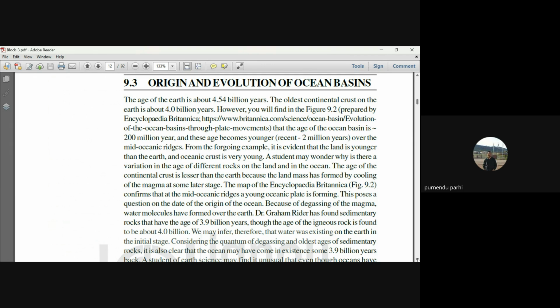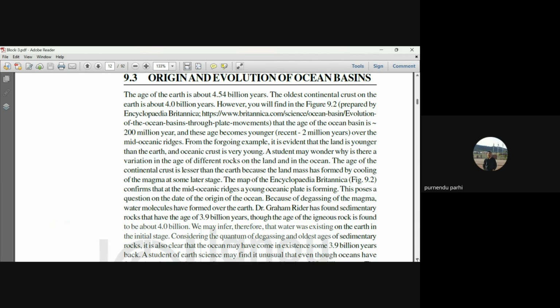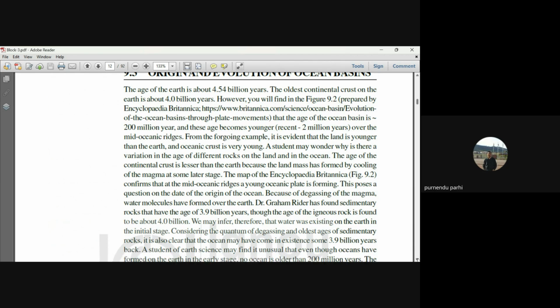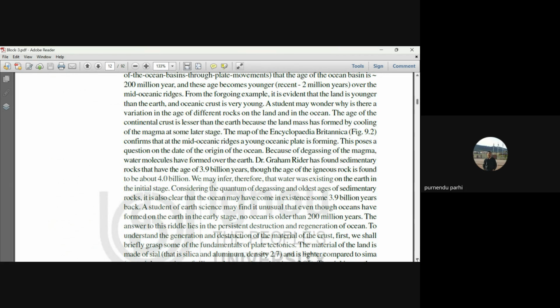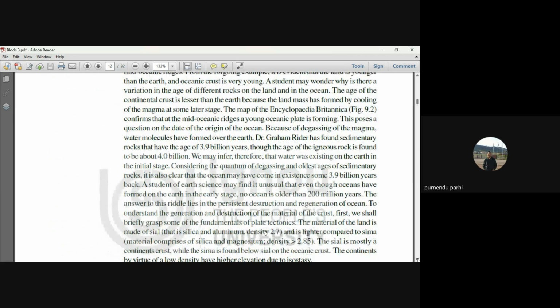Because of degassing of the magma, water molecules have formed over the earth. Dr. Graham Ryder has found sedimentary rocks that have the age of 3.9 billion years, though the age of the igneous rock is found to be about 4 billion. We may infer, therefore, that water was existing on the earth in the initial stage. Considering the quantum of degassing and oldest age of the sedimentary rock, it is also clear that the ocean may have come in existence some 3.9 billion years back.